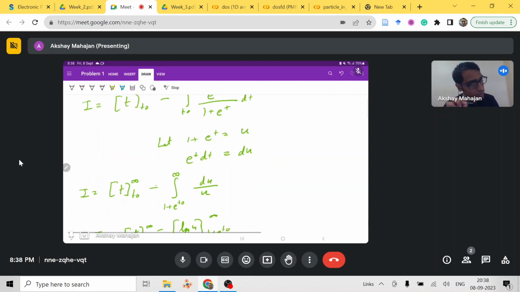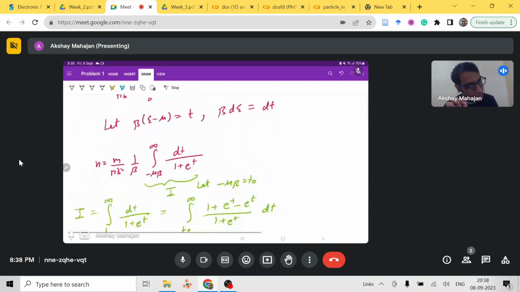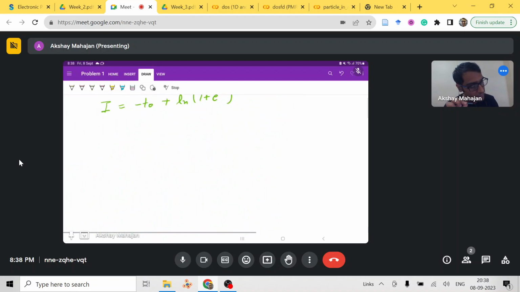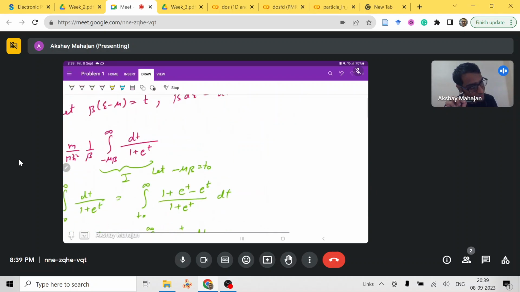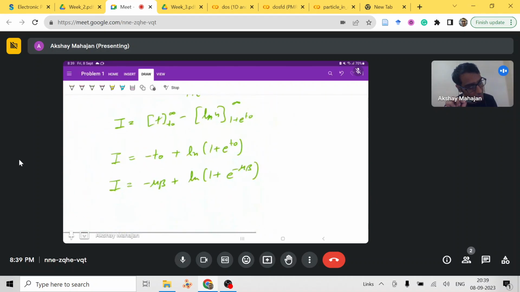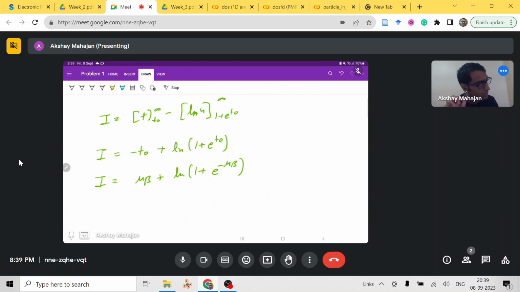Now we will use what our t naught was. We had said that t naught is minus mu beta, so I can write I as mu beta plus ln of 1 plus e to the power minus mu beta. Since t naught is minus mu beta, we have minus t naught, which is mu beta, plus ln of 1 plus e to the power minus mu beta.